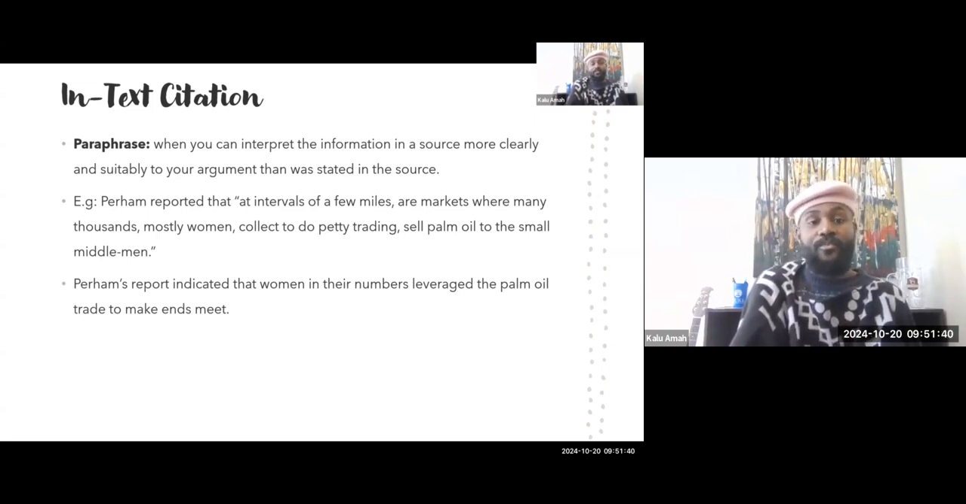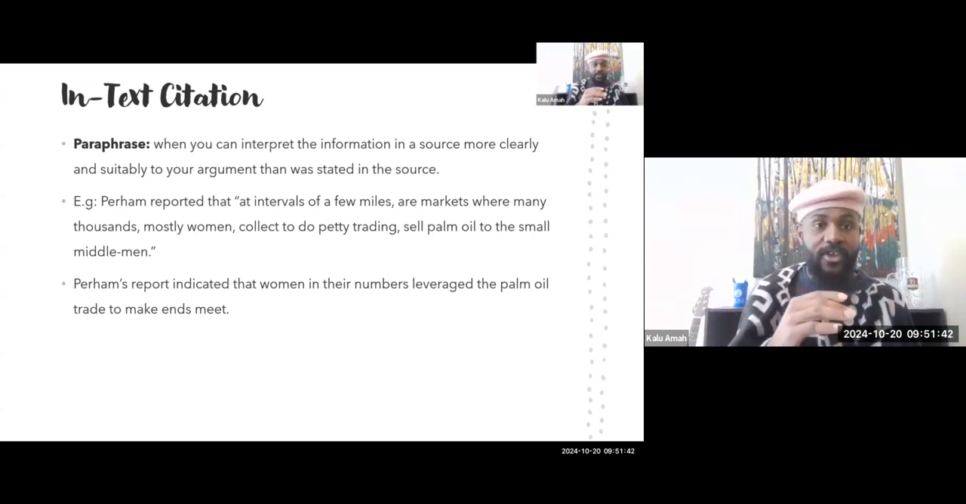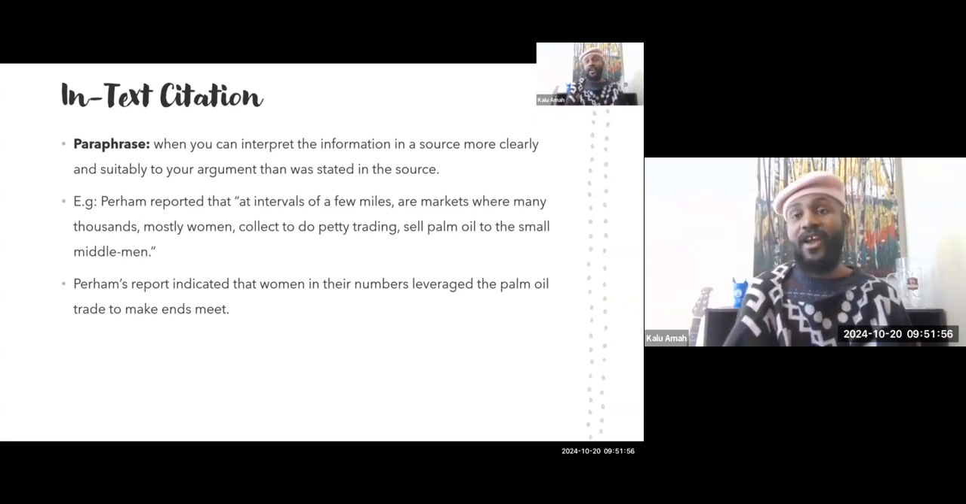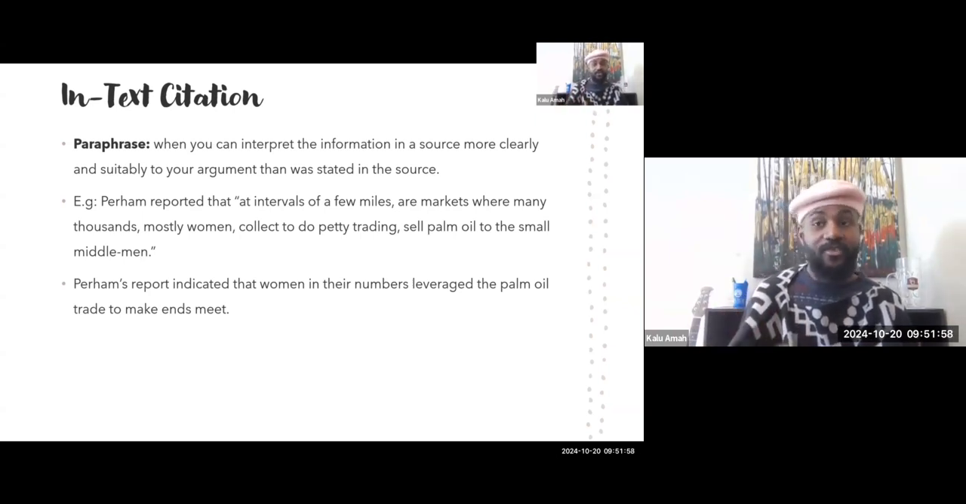So look at the paraphrase of this sentence or this quotation. Perham's report indicated that women in their numbers leverage the palm oil trade to make ends meet. That is just a paraphrase of this. So most times when you paraphrase, it comes out shorter. Most times you paraphrase, it goes beyond the exact quotation. That means the direct quotation. But always paraphrase in a good way.